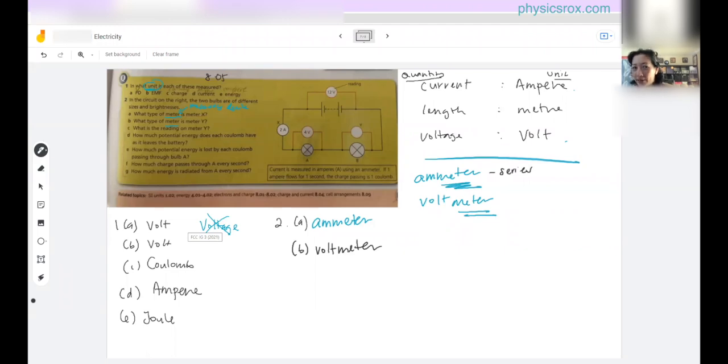Okay, clear or not? Ammeter, voltmeter. If you get confused, you must write down somewhere so that you remind yourself. Like you draw a simple circuit so that you know, oh, ammeter is like this, voltmeter is like this. See, what is the reading on meter Y? Because now we know this is a voltmeter.